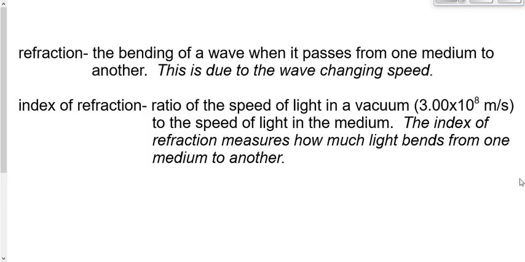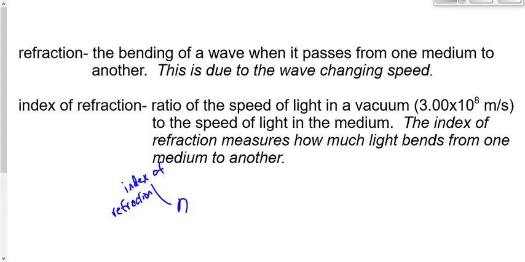The technical definition, though, is the ratio of the speed of light in a vacuum to the speed of light in the medium. The symbol for the index of refraction is n, lowercase n. There are no units associated with it. It's just a number, n.